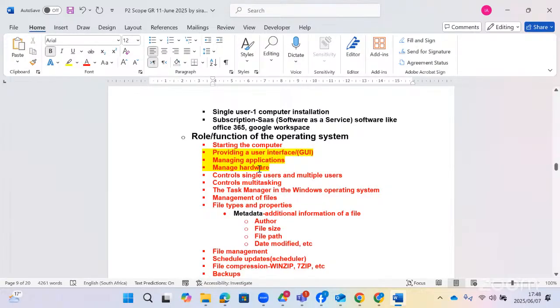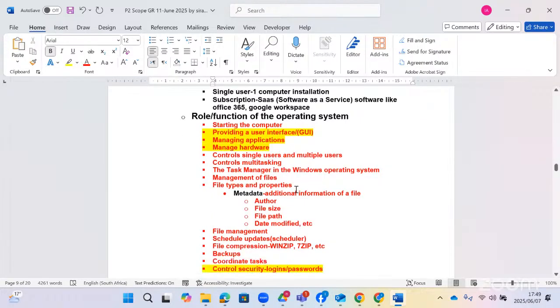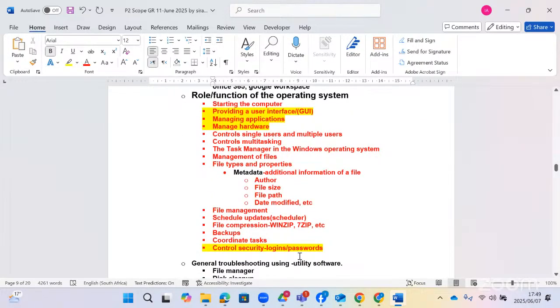So the operating system functions, at least you must know 2 or 3. The ones you can easily remember are the ones that I've highlighted. They manage software, they manage hardware, they provide a graphical user interface, and they can also control security. That is the login. So you can pick at least 2 or 3. Metadata is additional information about a file. So when you have any file, the additional information that you can get there, for example the author, the file size, the file path, the date modified, the date created, and others.